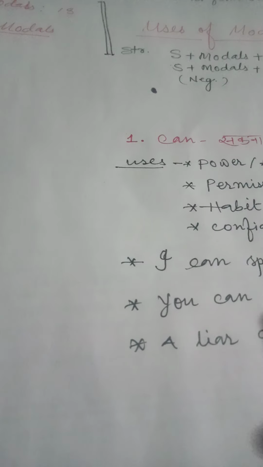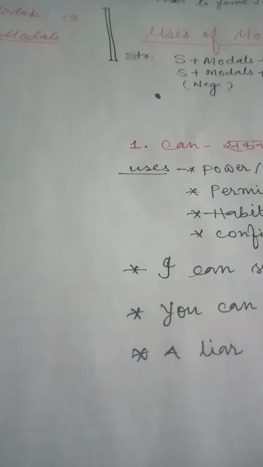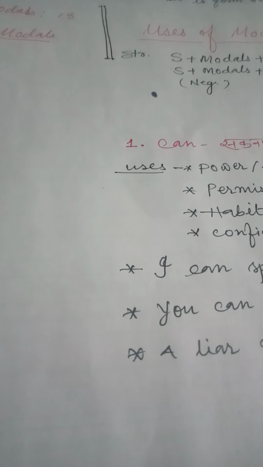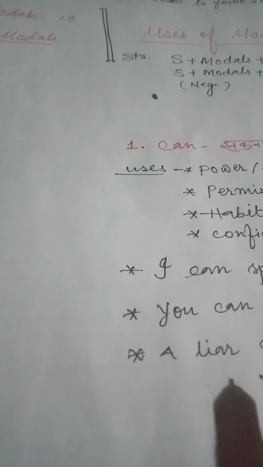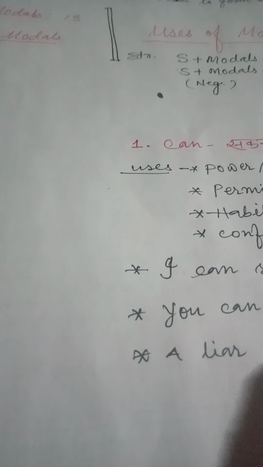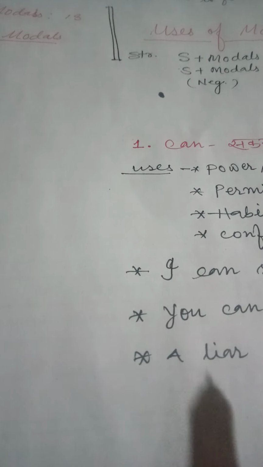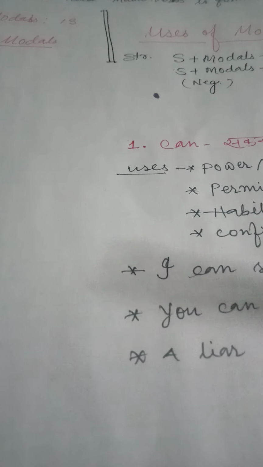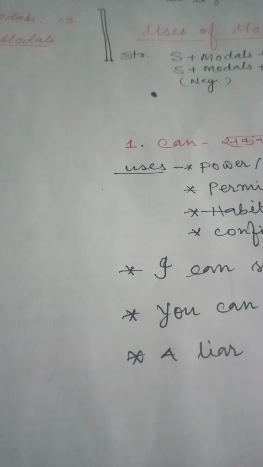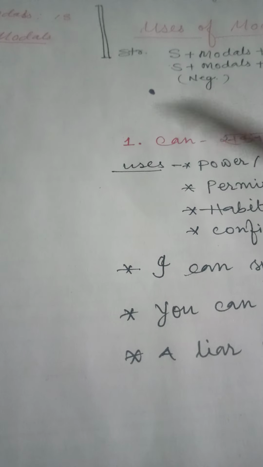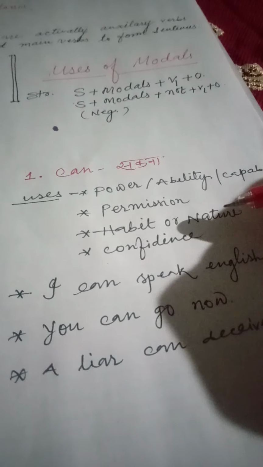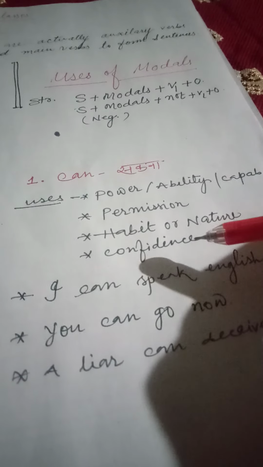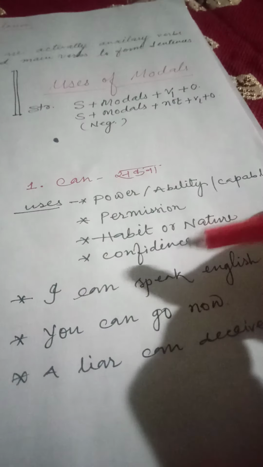For example, I can speak English. This shows ability, so you use can. You can go now. This shows permission. And a liar can deceive anyone. This shows habit and nature. Friends, you must remember that can is especially used to show power, ability, and capability in present tense, in present condition. Sometimes you can use can to grant permission, not to seek permission. It also shows habit and nature, and when you use your confidence to execute anything, use can.